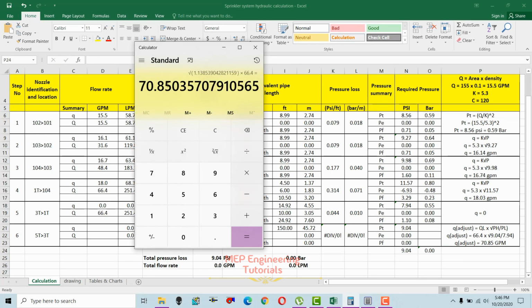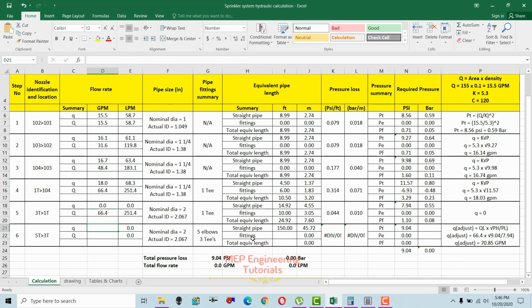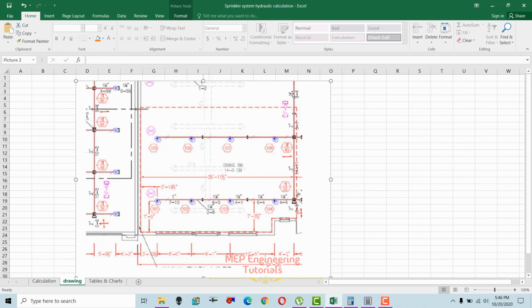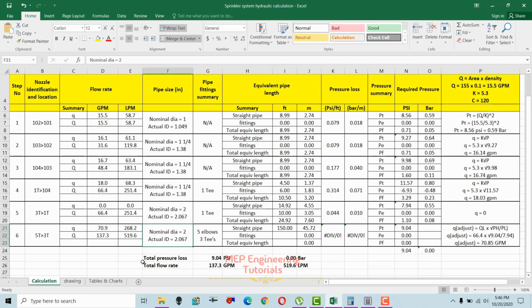So you have to write small q is 70.85, and capital Q is equal to this one plus the one which we calculated now. So total GPM is 137.3 GPM and 519.6 liters per minute. Again, the pipe size is 2 inches in here, so we have used 2-inch pipe size.